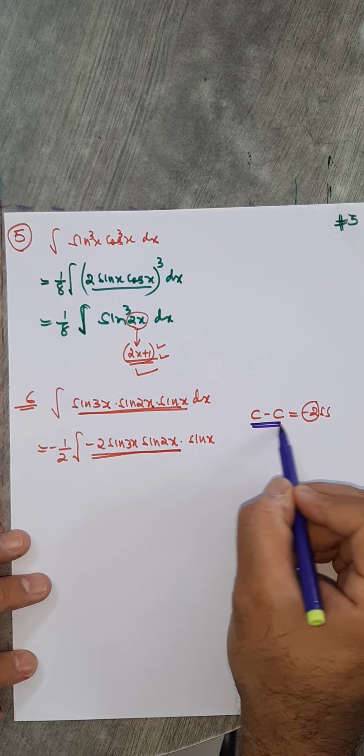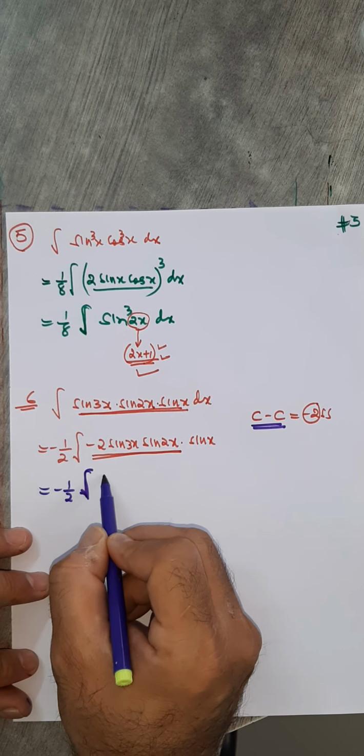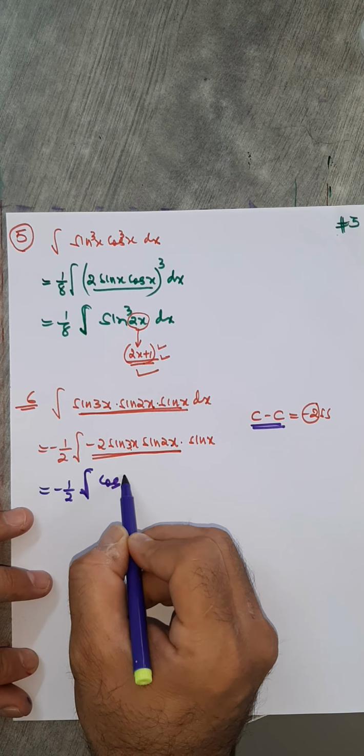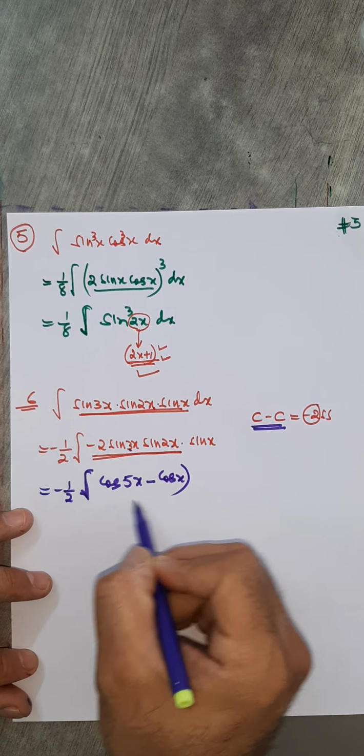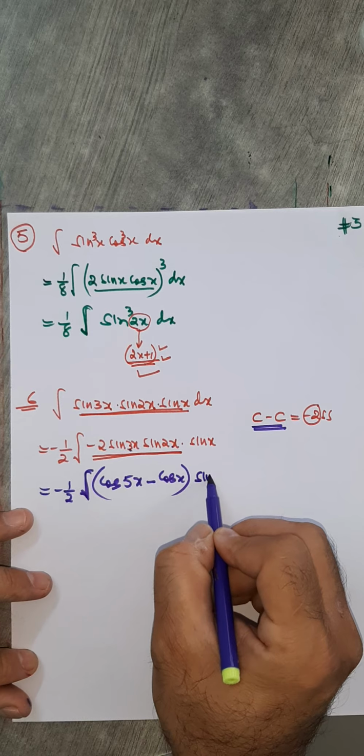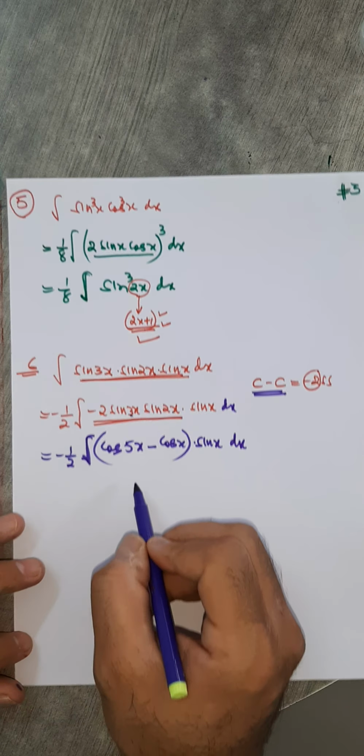Minus 2 sin, you are going to write... minus 1 by 2 as it is. Here cosine this plus this, which is 5x, minus this, which is cosine x, the whole bracket into sine x, dx.